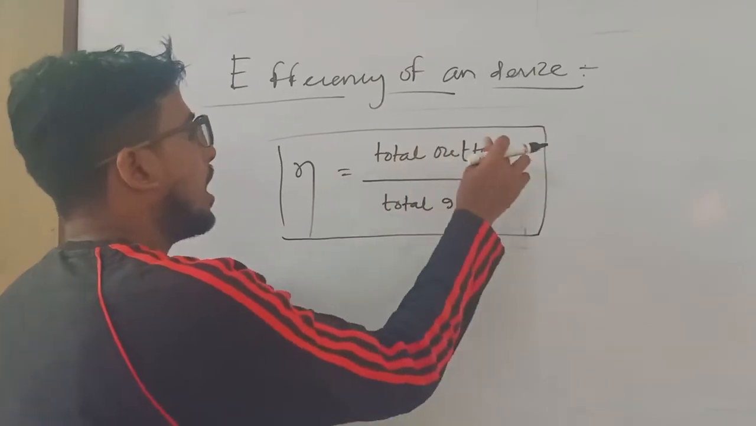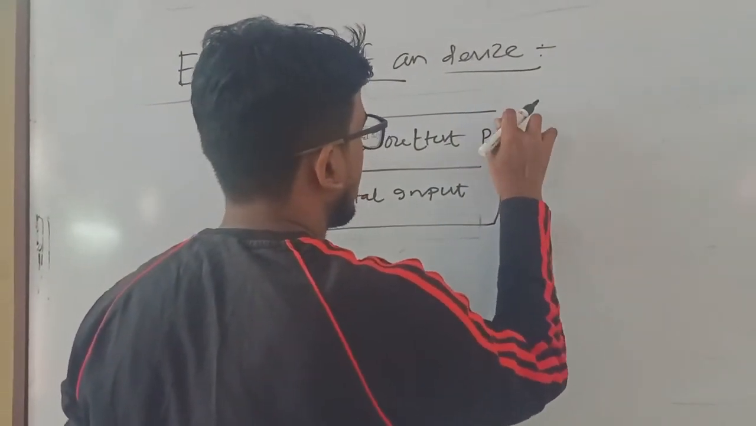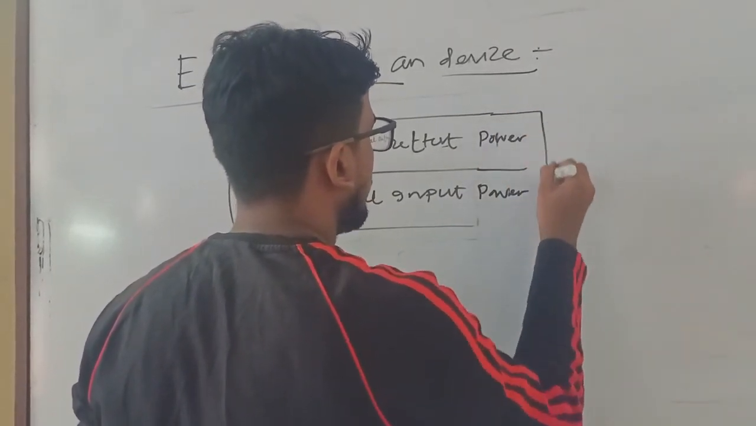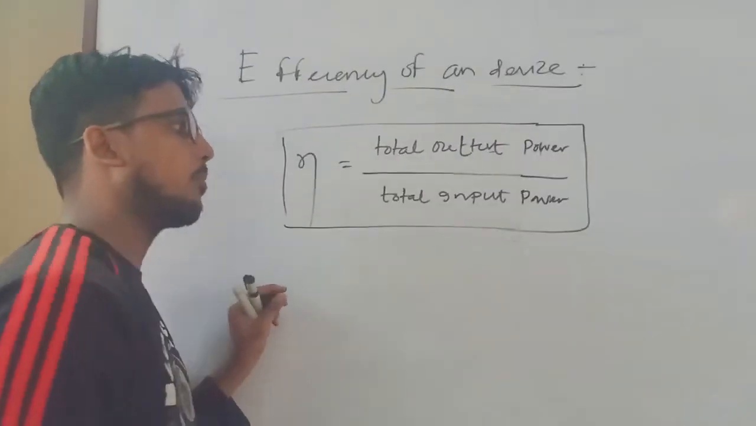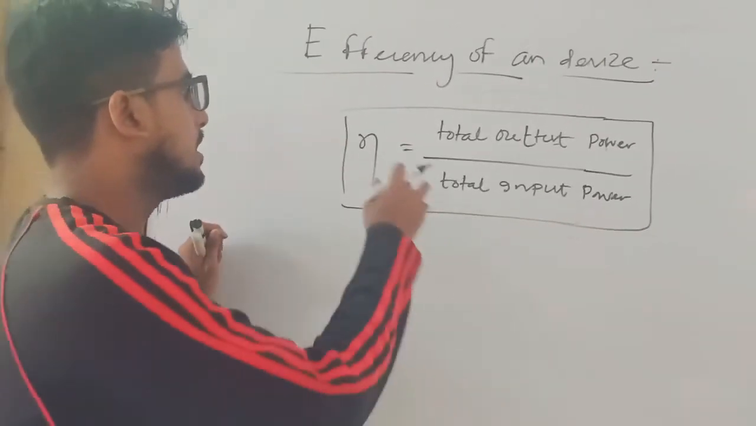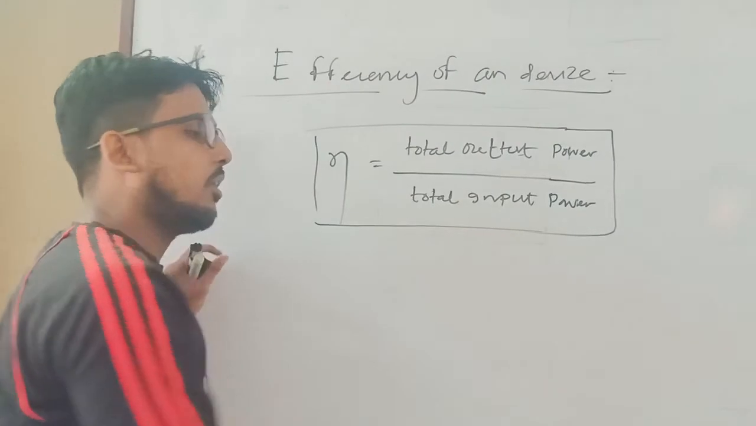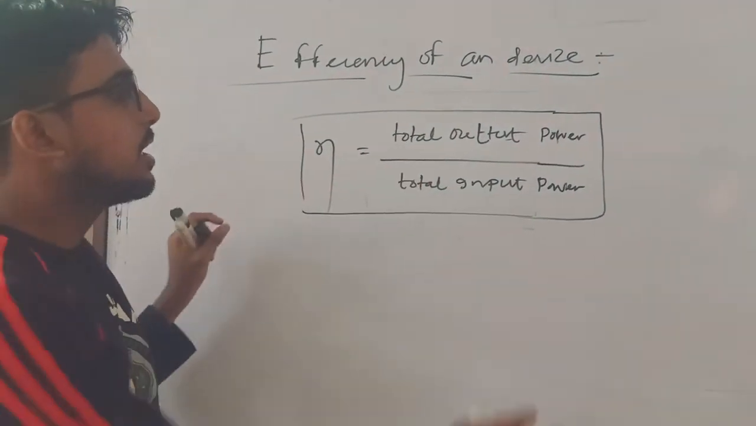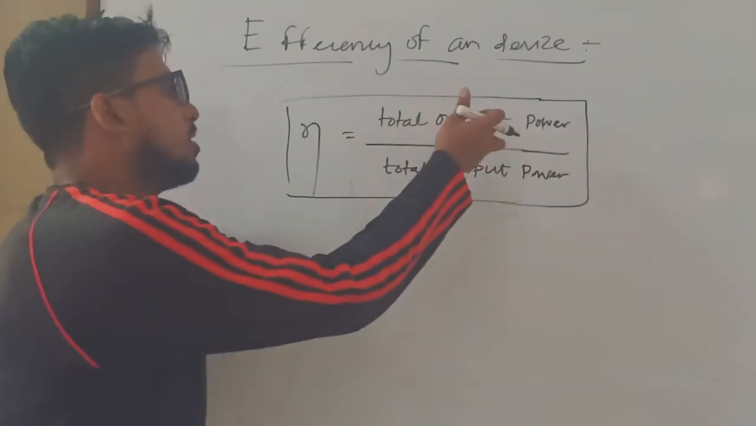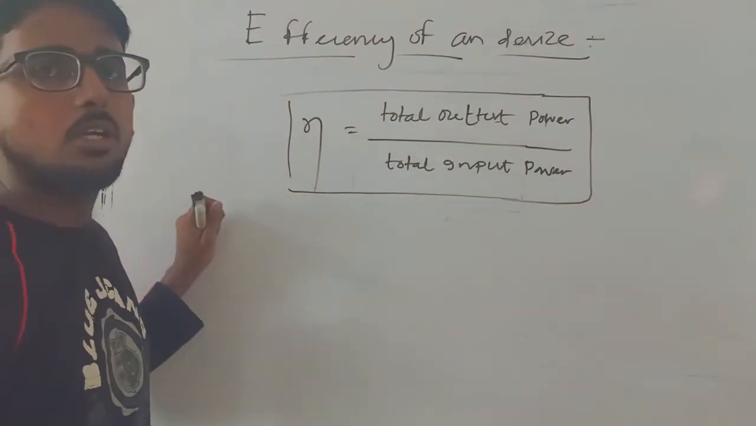Here, total output means output power, and input power. So how much power or energy we are providing, and how much energy or power is given to us in return. That is known as the efficiency of any device. For example, we are supplying a 100-watt bulb with 100-watt power, but it is providing us 90 watt. Then the output is 90 watt, and 100 watt is the input. So the ratio will give us the efficiency.